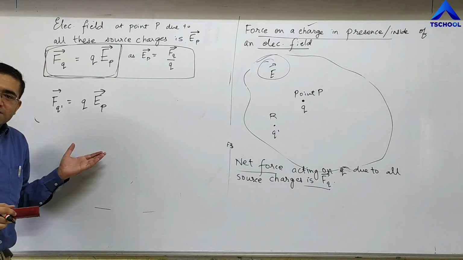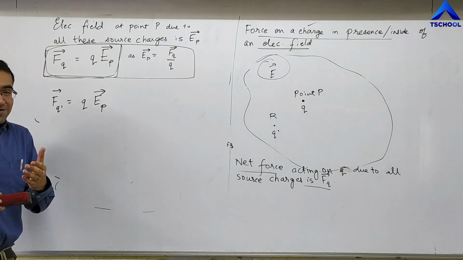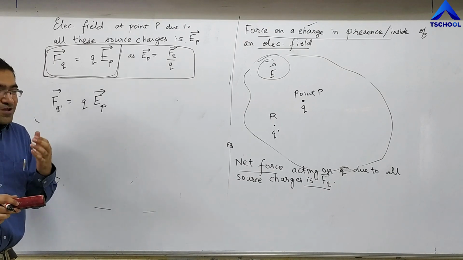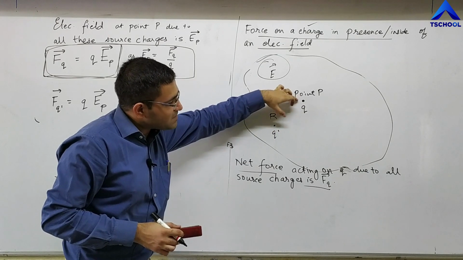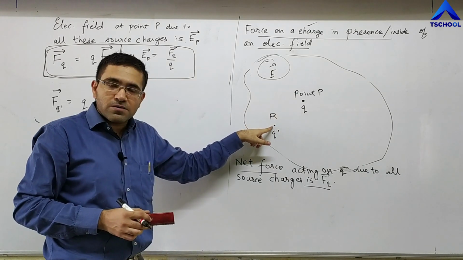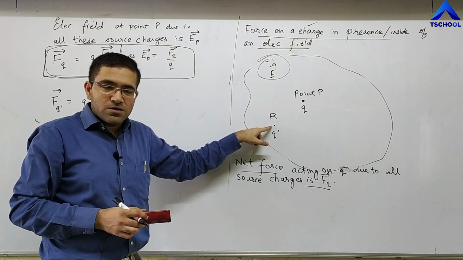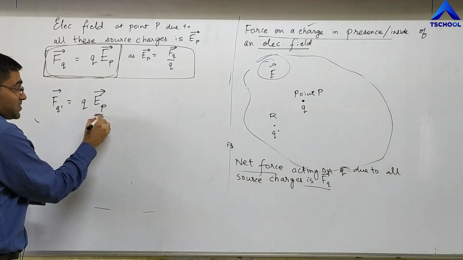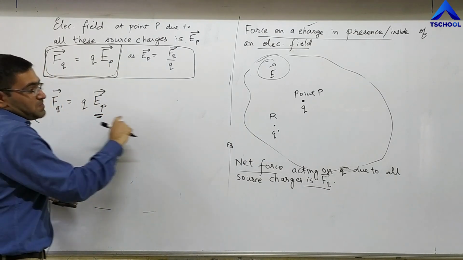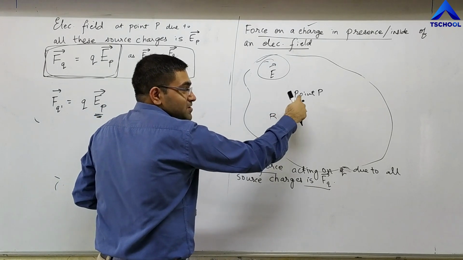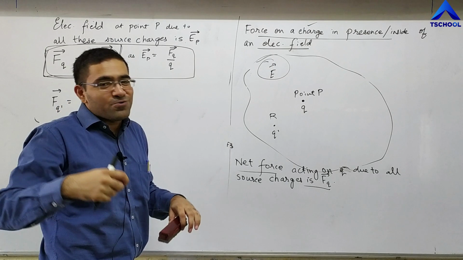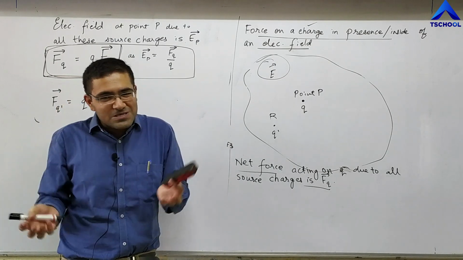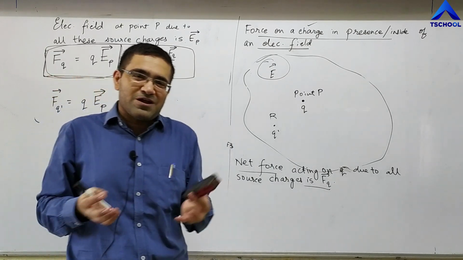Is that correct? No, it is not. I hope you realize that we are not putting the charge Q dash at P, we are putting it at the point R. So that's why I cannot use the electric field that was at point P. Just like I said earlier, the wind speed and direction right now in Ahmedabad is not going to be the same as the wind speed and direction right now in Mumbai.